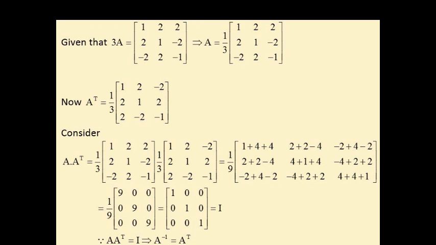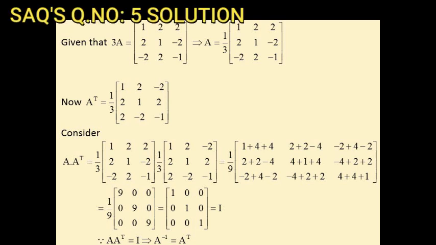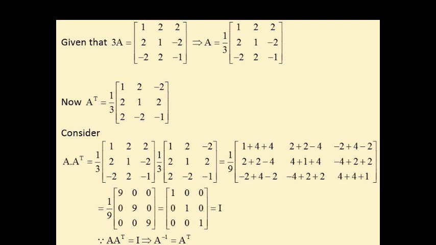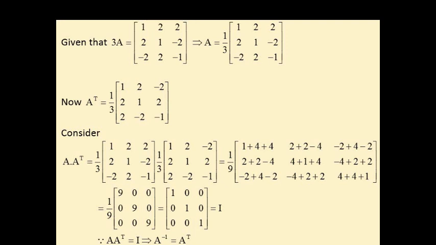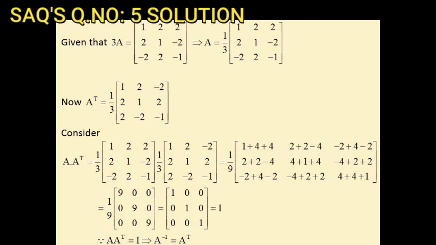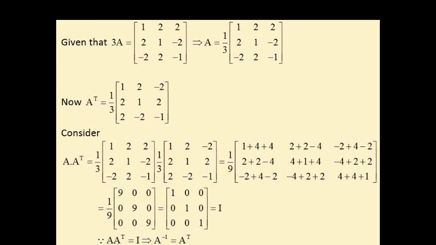Similarly, the remaining multiplication. Then that is equal to 1 by 9 into the matrix 9, 0, 0, 0, 9, 0, 0, 0, 9, which is equal to identity. Dividing by 9, we get the identity matrix of order 3 by 3: 1, 0, 0, 0, 1, 0, 0, 0, 1. Therefore, by the definition of inverse of a matrix, if AB is equal to BA is equal to I, then B is equal to A inverse. Here A into A transpose is equal to I implies A inverse is equal to A transpose.